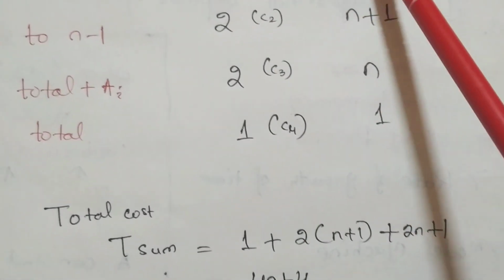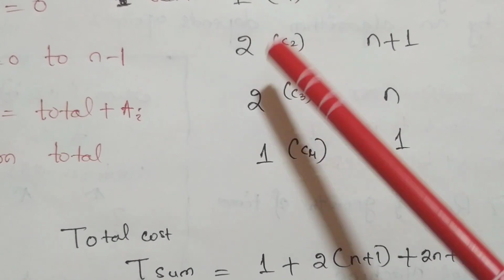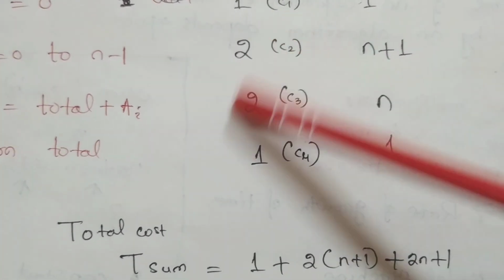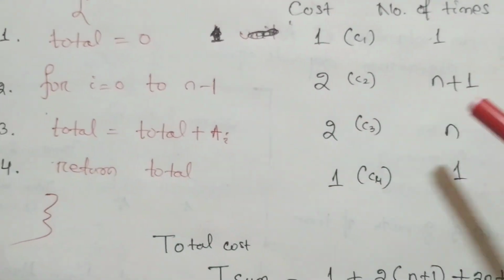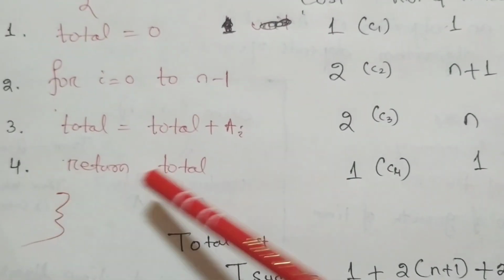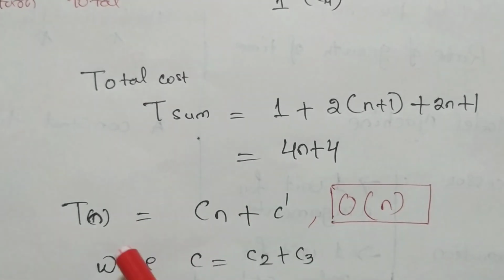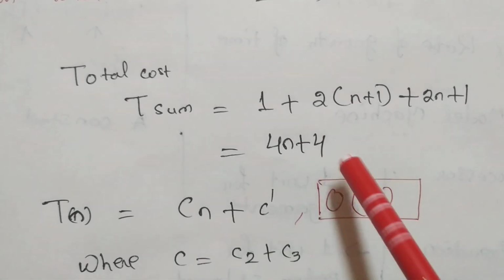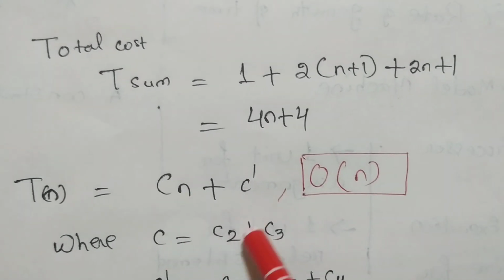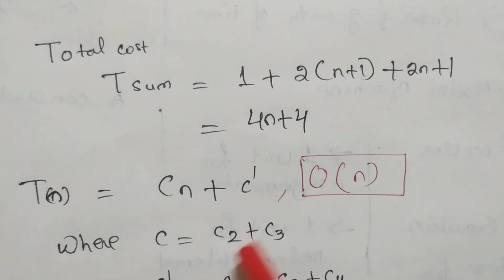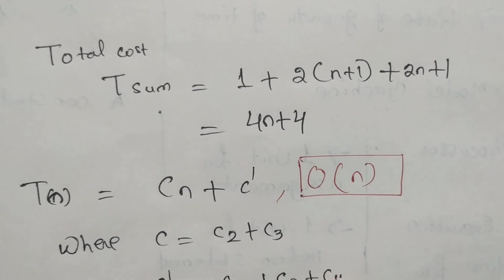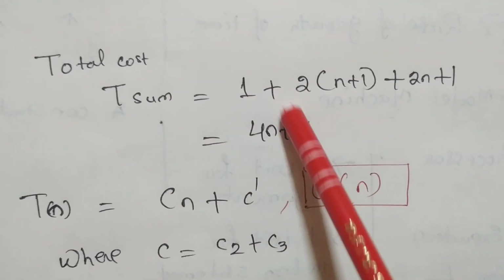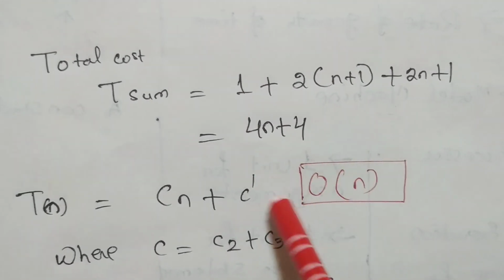Okay, so here we can write C1 for the first statement, C2 for the second, C3 for the third line, and C4 for the fourth. So we can write T(n) equal to Cn plus C dash, where this is a constant. Here C equals C2 plus C3 and C dash equals C1 plus C2 plus C3. So as it is a linear equation, taking n number of times, we can write Big O of n.